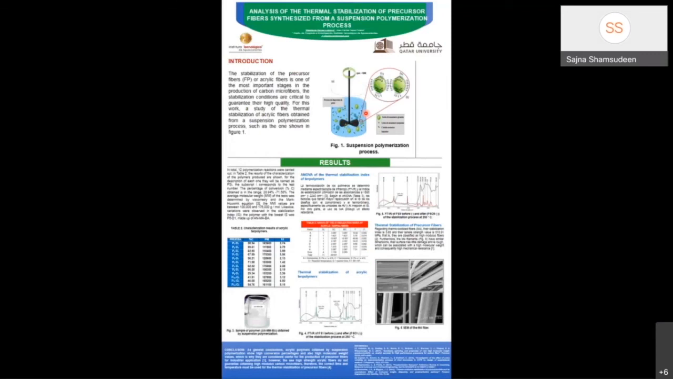As an introduction to this study, the stabilization of the precursor fibers is one of the most important stages in the production of carbon microfibers. The stabilization conditions, such as time and temperature, are critical to guarantee their high quality. For this work, a study of the thermal stabilization of acrylic fibers obtained from a suspension polymerization process was carried out, such as the one shown in Figure 1.